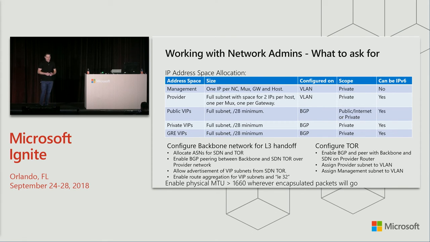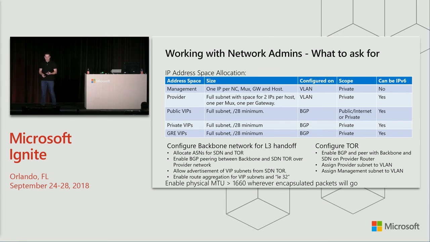Once you have the address spaces, then you need to talk to them about doing what's called a layer 3 handoff. This is really where the MUXs and the gateways in the SDN look like routers to the rest of the physical network. And so those routers need to send layer 3, and the network teams often call that a layer 3 handoff, where you're basically setting up the physical network to say, okay, my next hop for this subnet is down in my SDN environment. And that's really the extent of what the network team needs to do, right?